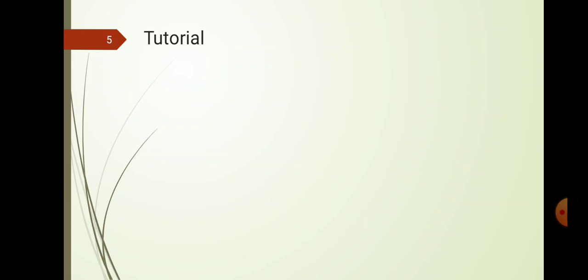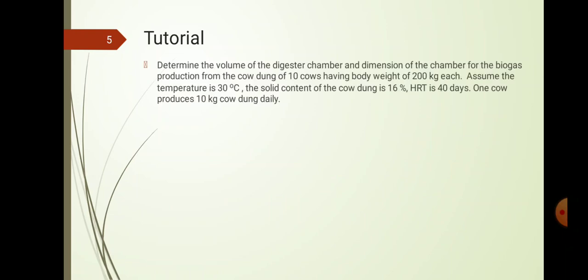Now based on these equations we have to do a simple problem. Determine the volume of the digester chamber and the dimensions of the chamber for biogas production from cow dung of 10 cows having a body weight of 200 kilogram each. The assumed temperature is 330 degrees Celsius. The solid content of cow dung is 60%. And HRT, the hydraulic residence time, is 40 days. One cow produces 10 kilogram of cow dung daily. So this is a typical problem.